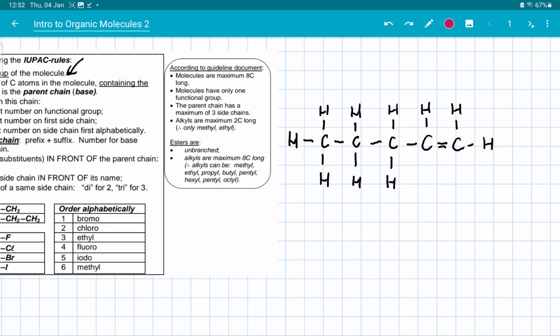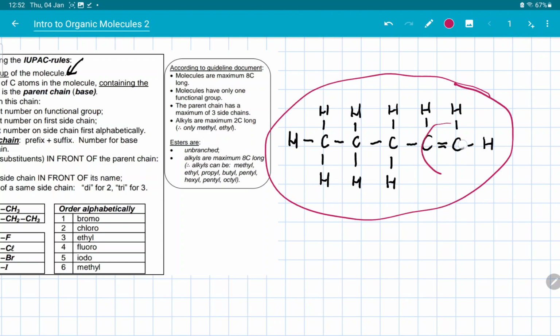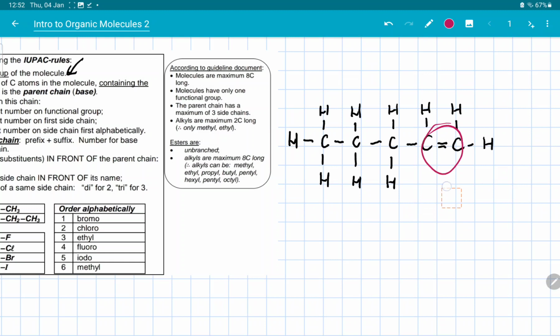Number one. Number two, you look at this. It doesn't matter that the other carbon atoms have single bonds between them. What matters, what's going to define the category this molecule belongs to, is this double bond. It's the one that defines it. It supersedes all the single bonds there.